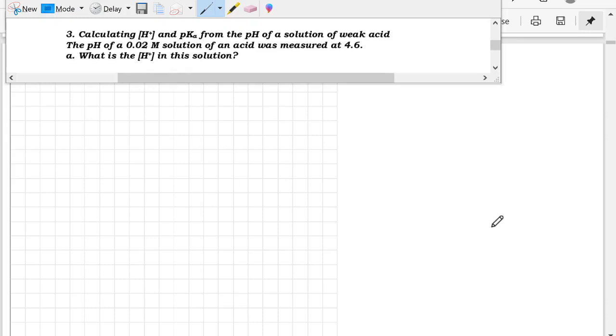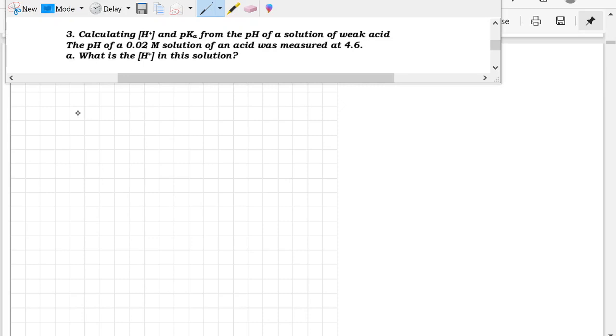Next, I'll work problem 3 from chapter 2, calculating the H plus concentration and the pKa from the pH of a solution of a weak acid. We're given that the pH of a 0.02 molar solution of the acid was measured at 4.6. So we're given the pH and the concentration. So what is the H plus concentration in this solution?